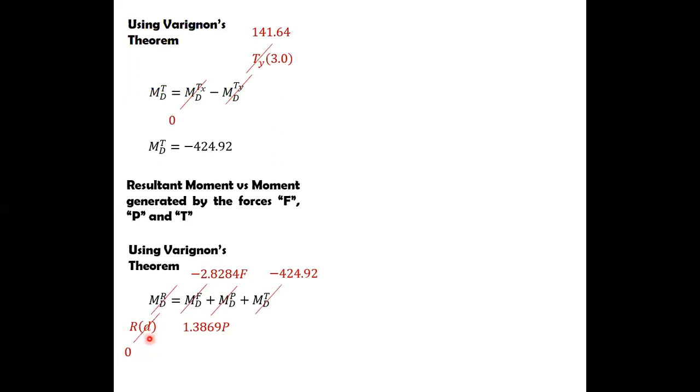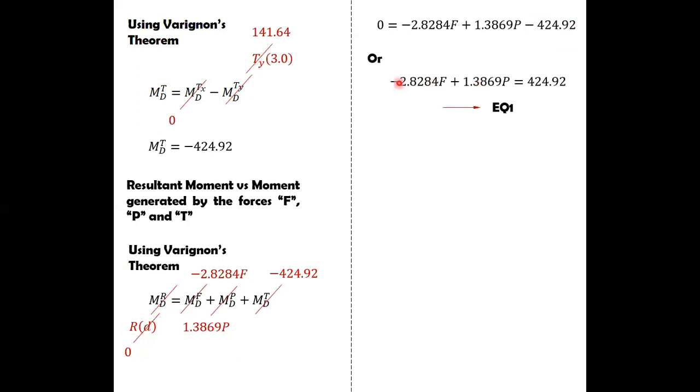Okay, so if this is 0, the left side of the equation is 0. So we can simplify that into this. And then let us transpose this negative 424.92 on the left side of the equation. So we will be having this. Now, since this equation contains two unknown, can't be solved. So let's name this as our equation 1.